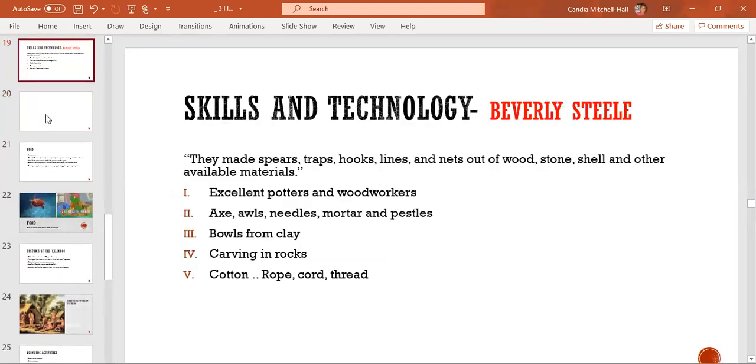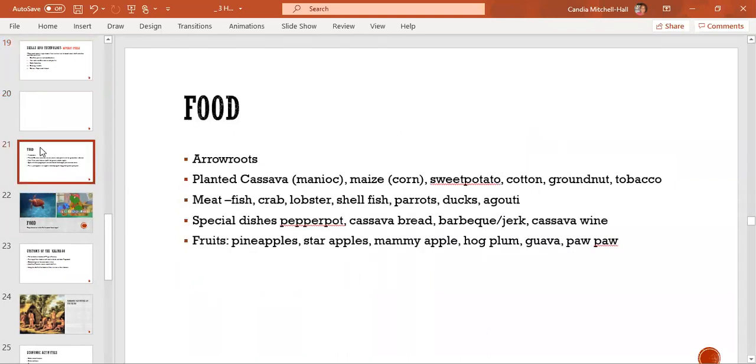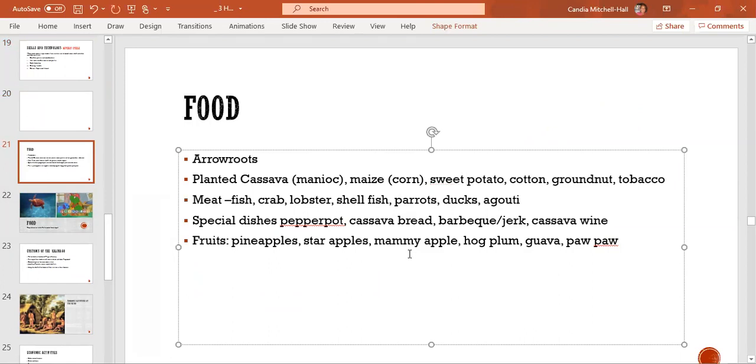All right, so they also would have used carvings in rocks, and cotton. They used cotton to make rope, cords, and thread. Now, their diet was very similar to the Tainos, but different. So for example, one of the major differences between the Tainos and the Kalinagos diet is that the Tainos didn't use arrowroot, but the Kalinagos used it. Also, they both would have used cassava, maize, sweet potato, cotton, groundnut, and all these different things.